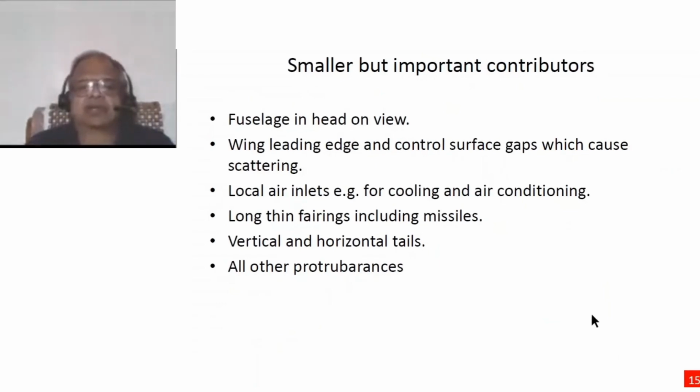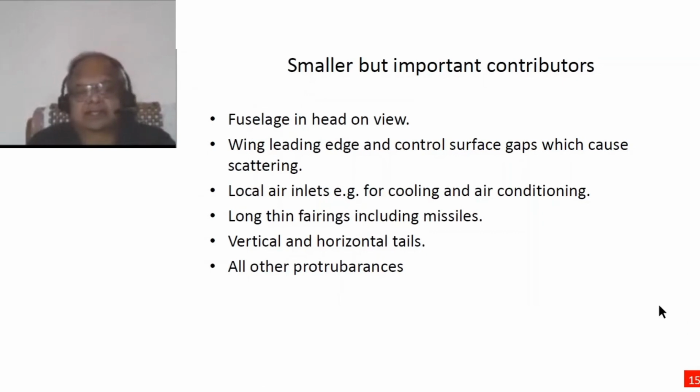There are smaller but also important contributors, because when you're trying to reduce the radar cross section from 1 square meter to 1/100th of that, you do have to look at all possible sources. So, fuselage in head-on view, if we can try and modify that; wing leading edge and control surface gaps which cause scattering. Control surfaces in the leading edge, of course, are the slats, maneuver slats, and things like that. Whenever there's a moving surface, there has to be a gap. Otherwise, there is fouling. So these gaps can act as amplifiers, which need to be addressed.